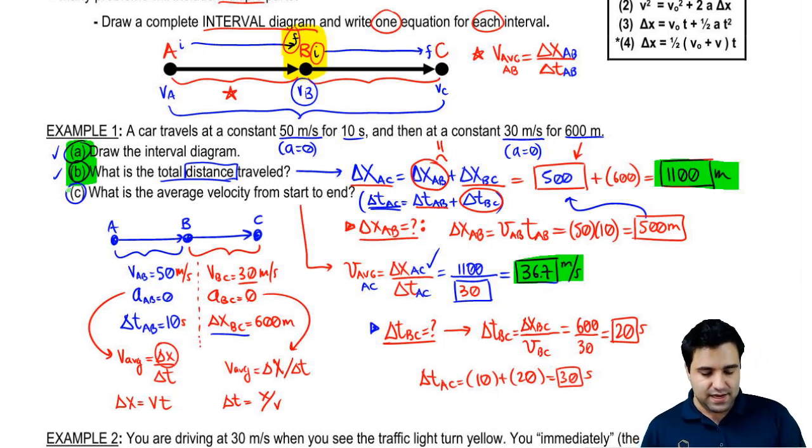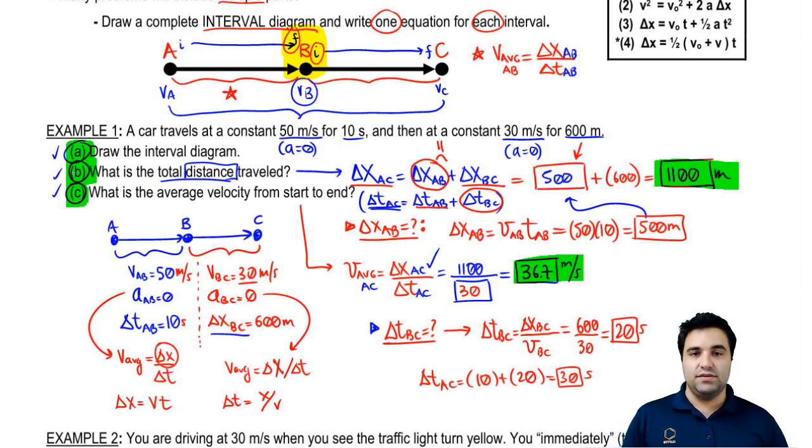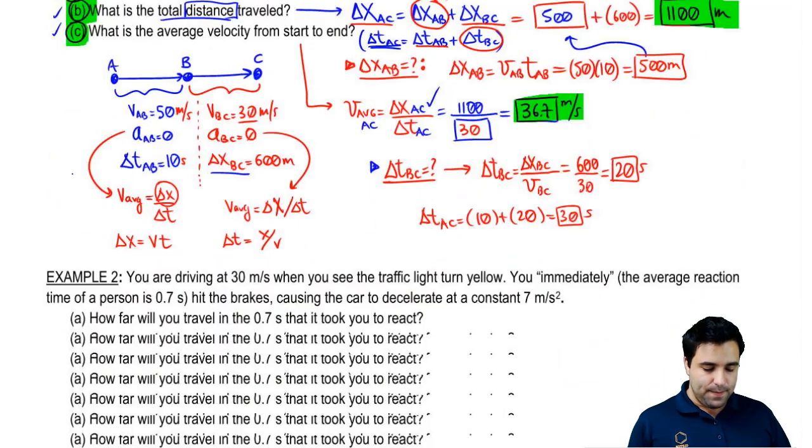36.7. And that is the answer to part C. Cool? So you work on each interval separately, and then you just piece everything together to find the total average velocity. All right, so let's do the next one now.